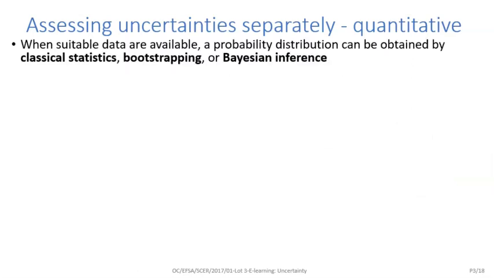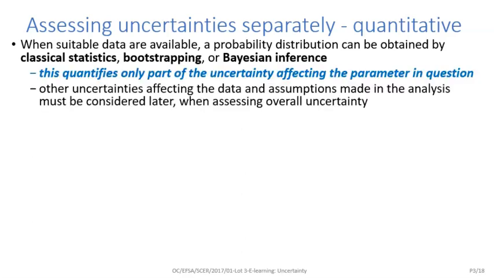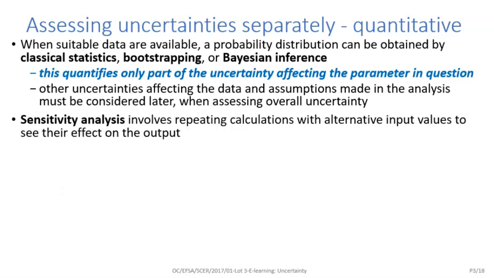When suitable data are available, a probability distribution can be obtained by classical statistics, bootstrapping, or Bayesian inference. This quantifies only part of the uncertainty affecting the parameter in question. Other uncertainties affecting the data and assumptions made in the analysis must be considered later when assessing overall uncertainty.